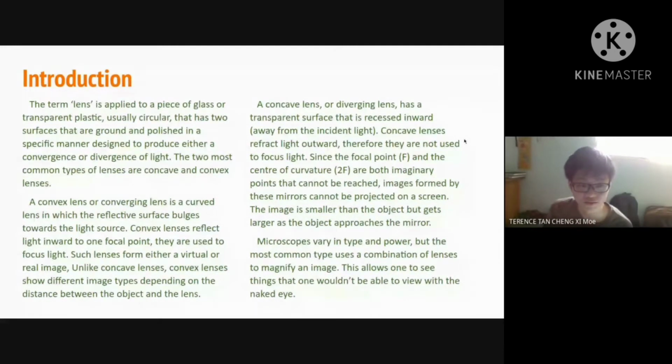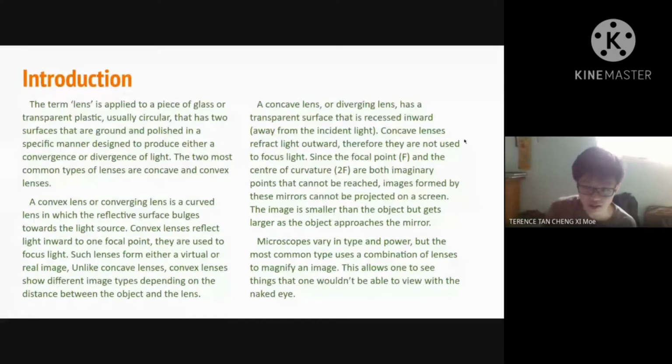A convex lens or converging lens is a curved lens in which the reflective surface bulges towards the light source. Convex lenses reflect light inward to one focal point. They're used to focus light, and such lenses form either a virtual or real image, unlike concave lenses. Convex lenses show different image types depending on the distance between the object and the lens.